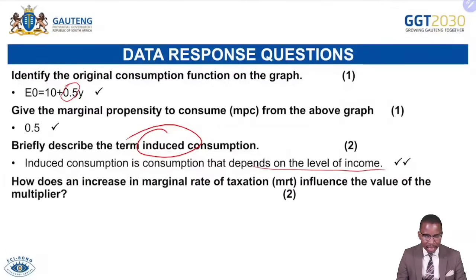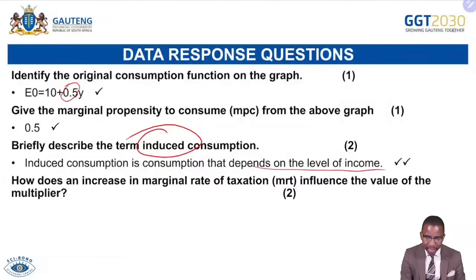So how does an increase in the marginal rate of tax (MRT) influence the value of the multiplier? Now we are checking the link between taxation and the multiplier. As MRT increases, the value of the multiplier will decrease because money will be withdrawn from circulation. If you tax a certain income, you withdraw money from circulation, which will then lead to less consumption or less spending.